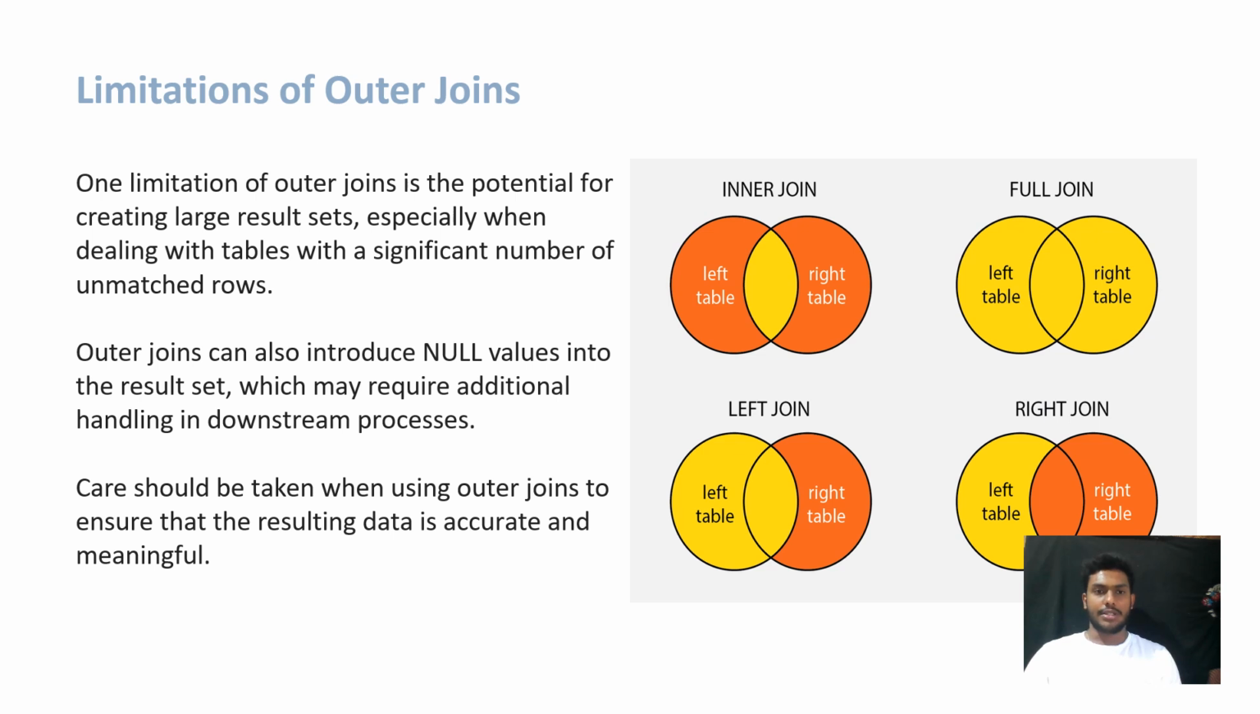Limitations of outer joins. One limitation of outer join is the potential for creating large result sets, especially when dealing with tables with a significant number of unmatched rows. Outer join can also introduce null values into the result set, which may require additional handling in downstream processes. Care should be taken when using outer join to ensure that the resulting data is accurate and meaningful.